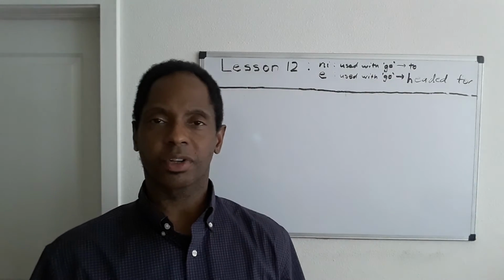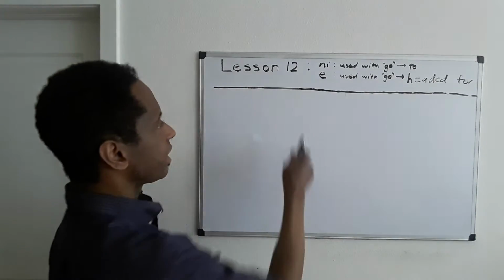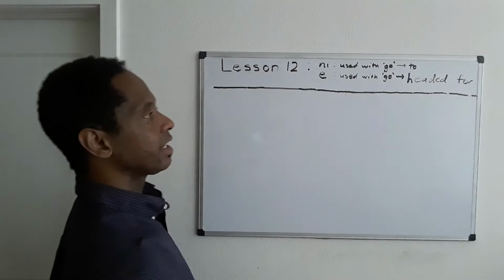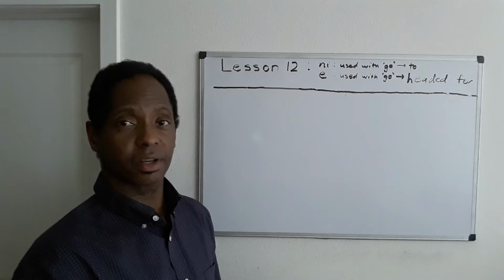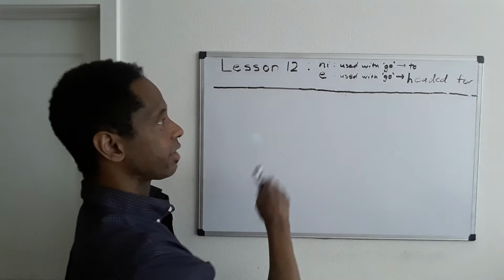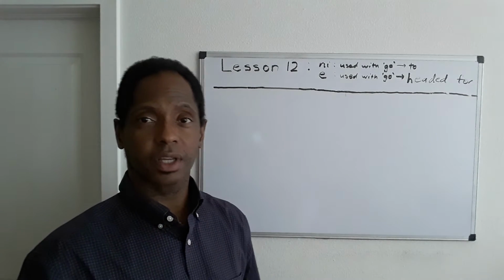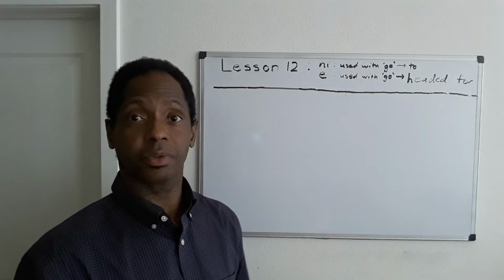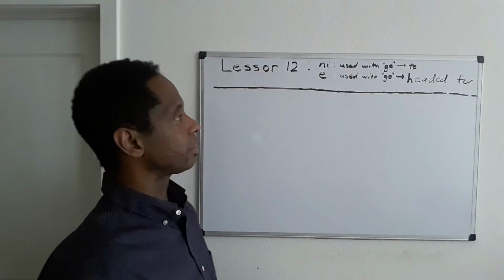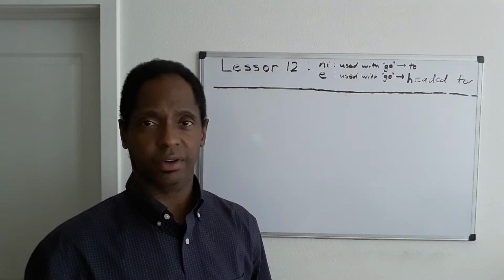There are two very important particles in Japanese, ni and e. They both are used with go, but they are used differently. Ni is used for "to," like we use "going to." E is used more like "headed for."